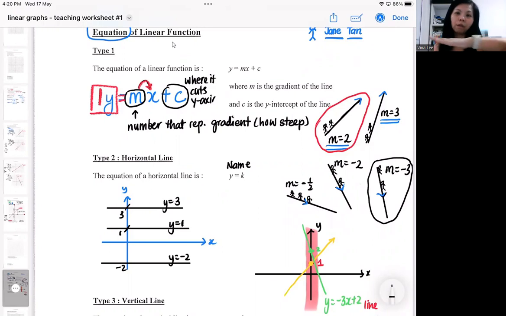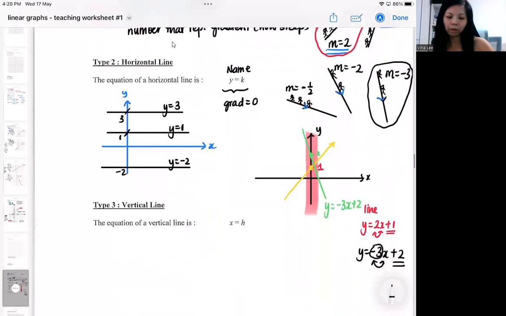When it is totally flat, is there any steepness or not? If you look at this line, it's so flat, so the gradient is 0. There is no steepness at all. It's totally flat, like flat ground. When we walk on flat ground, it's very easy. But if you walk on something that is steeper, you will find it's a lot more difficult. So gradient is the number that tells how steep it will be.